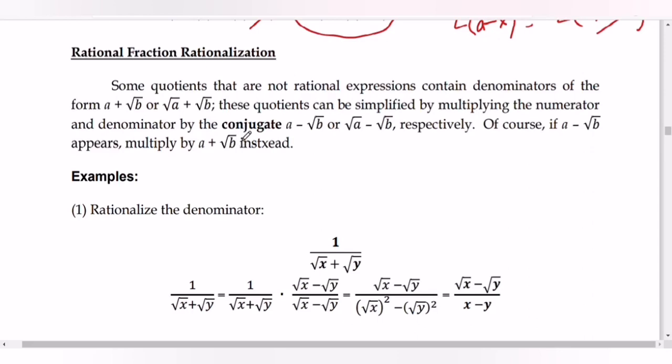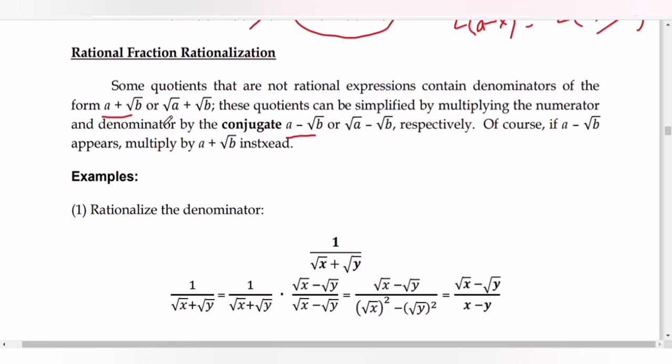The last subtopic for this rational expression is about rationalization. As stated here, some quotients that are not rational expressions contain denominators of the form a plus the square root of b, or the square root of a plus the square root of b. These quotients can be simplified by multiplying the numerator and the denominator by the conjugate, a minus square root of b. So the conjugate of a plus square root of b is a minus square root of b.